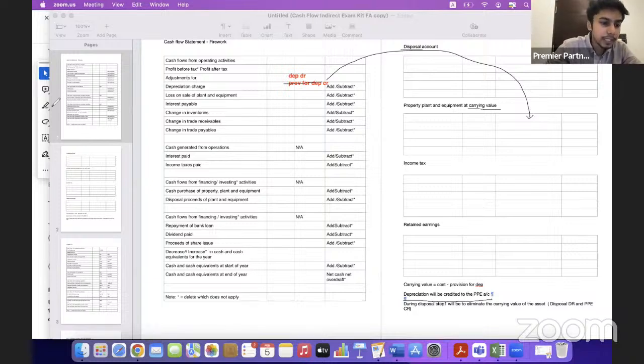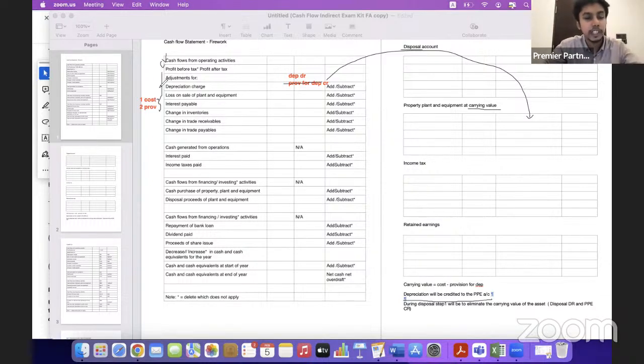Now, guys, normally during a disposal, what's the first step? Normally, when we dispose, step number 1, we remove the cost of the asset. What is step number 2, guys? Step number 2 is we eliminate the provision for the asset. In carrying value, we don't remove cost separately and provision separately. Instead, we eliminate the carrying value of the asset.